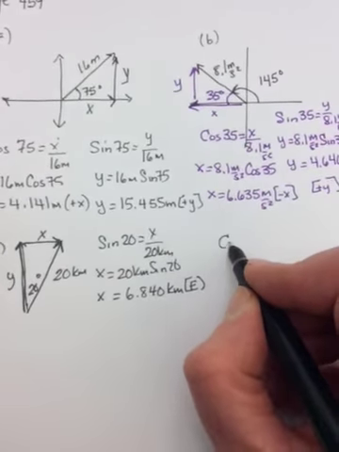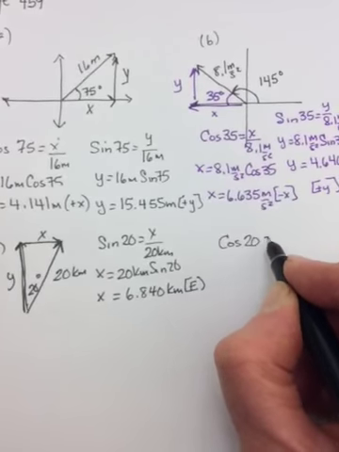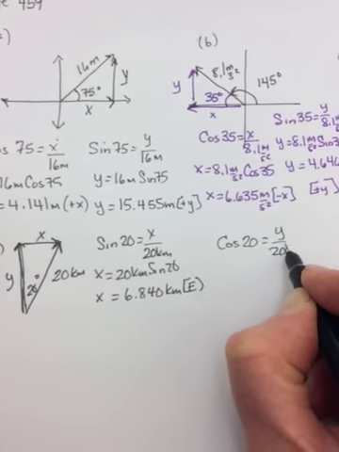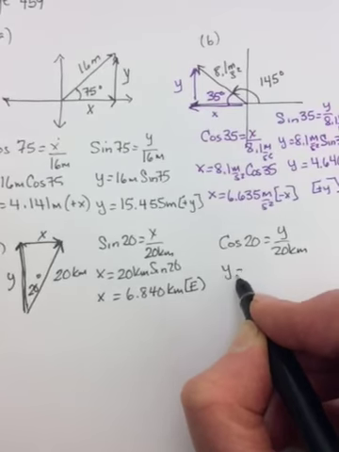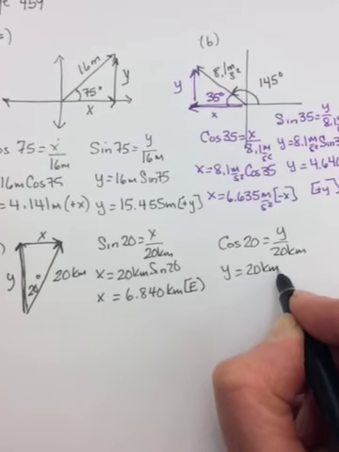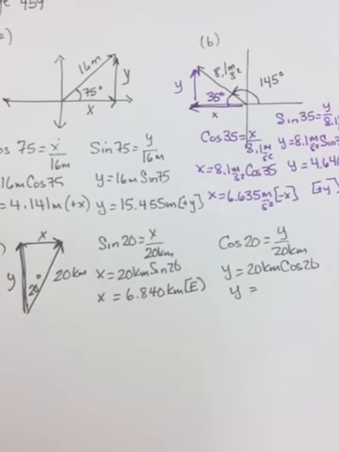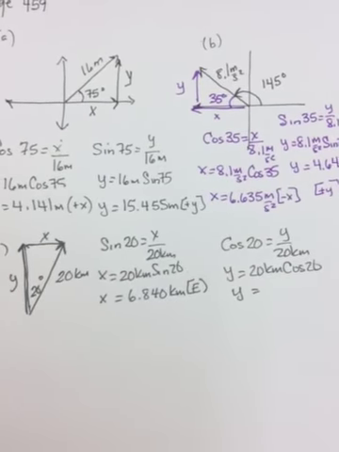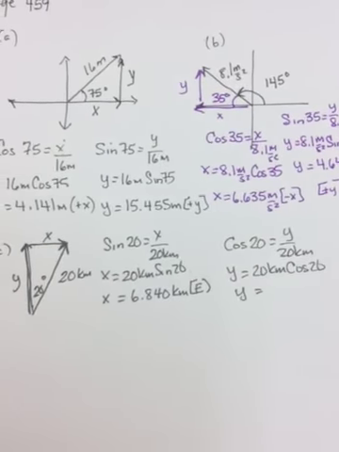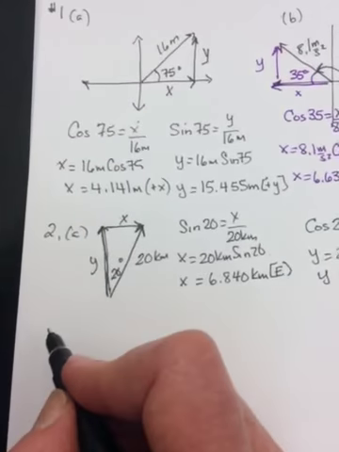Y then is going to be cos. So cos of 20 is equal to y over 20 kilometers. So y is equal to 20 kilometers cos of 20. So y is equal to 18.794 kilometers north. Again, because we were told in the question.